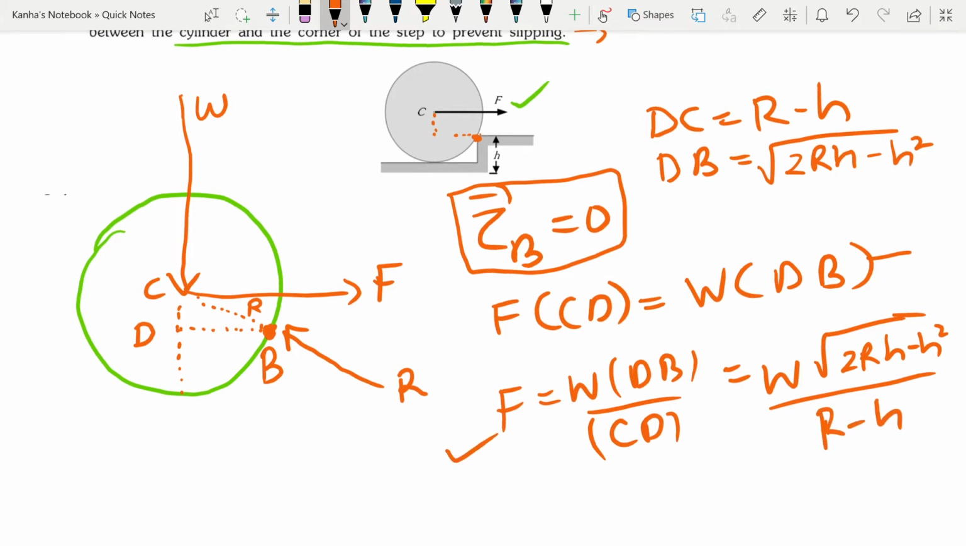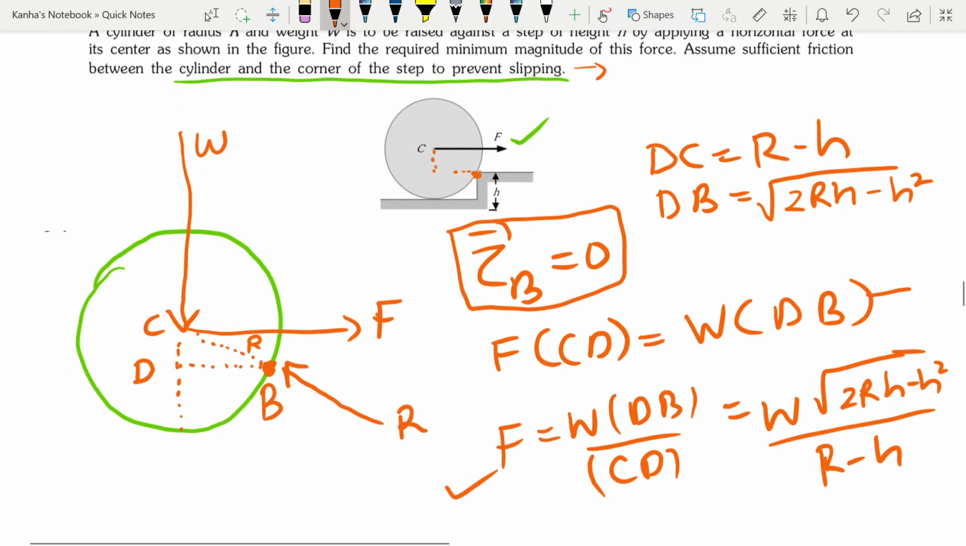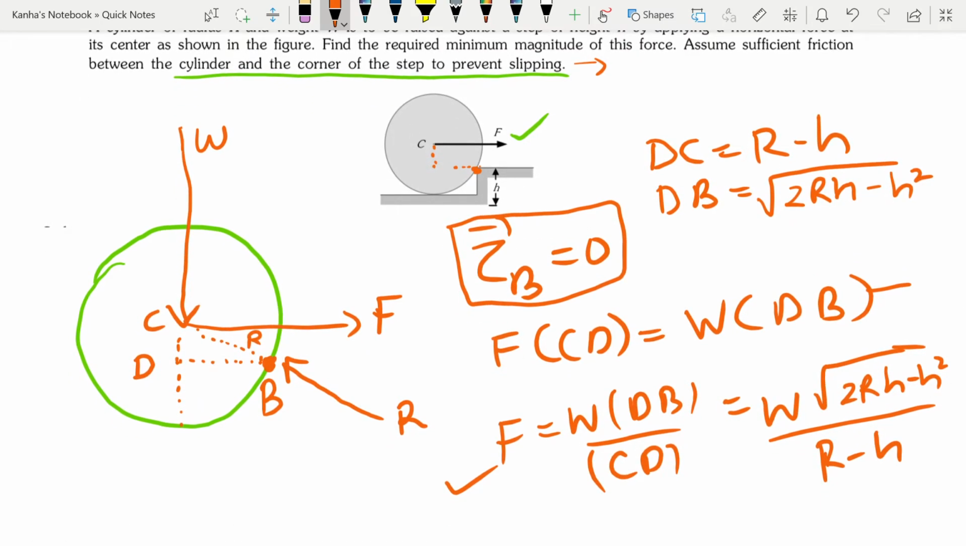You just had to balance the torques with respect to the point B. And why do you think I have not included the R here? That is because the R is acting right at the point B. The reaction force is acting right here. That is why if I write the torque as R cross R, that will not give me any value.